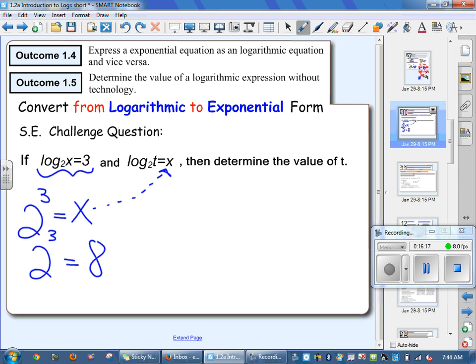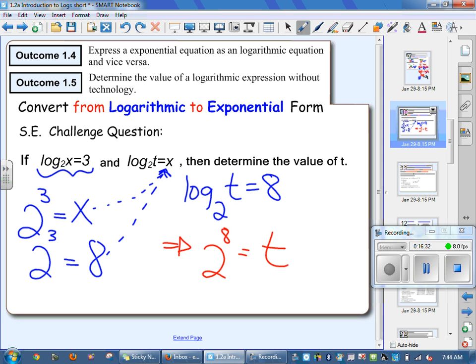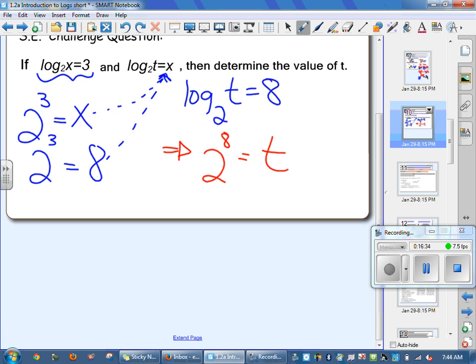So now I'm going to put the 8 into the other equation. So it actually looks like log base 2 of t equals 8. Now I'm going to change that one to exponential. I'm going to get 2 exponent 8 equals my t. So now I can solve for t. In my calculator, I type in 2 exponent 8. And what am I going to get? 256. So t is equal to 256. Okay, moving on.